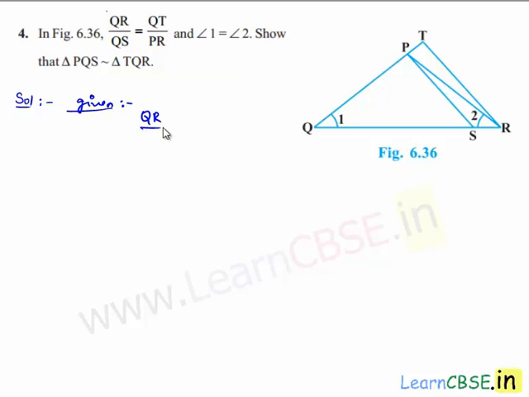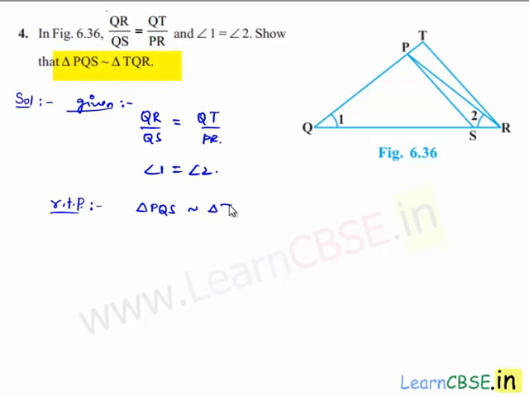QR by QS is equal to QT by PR and angle 1 is equal to angle 2. We are required to prove that triangle PQS is similar to triangle TQR. Now moving on to the procedure. If we consider in triangle PQR, angle 1 is equal to angle 2.